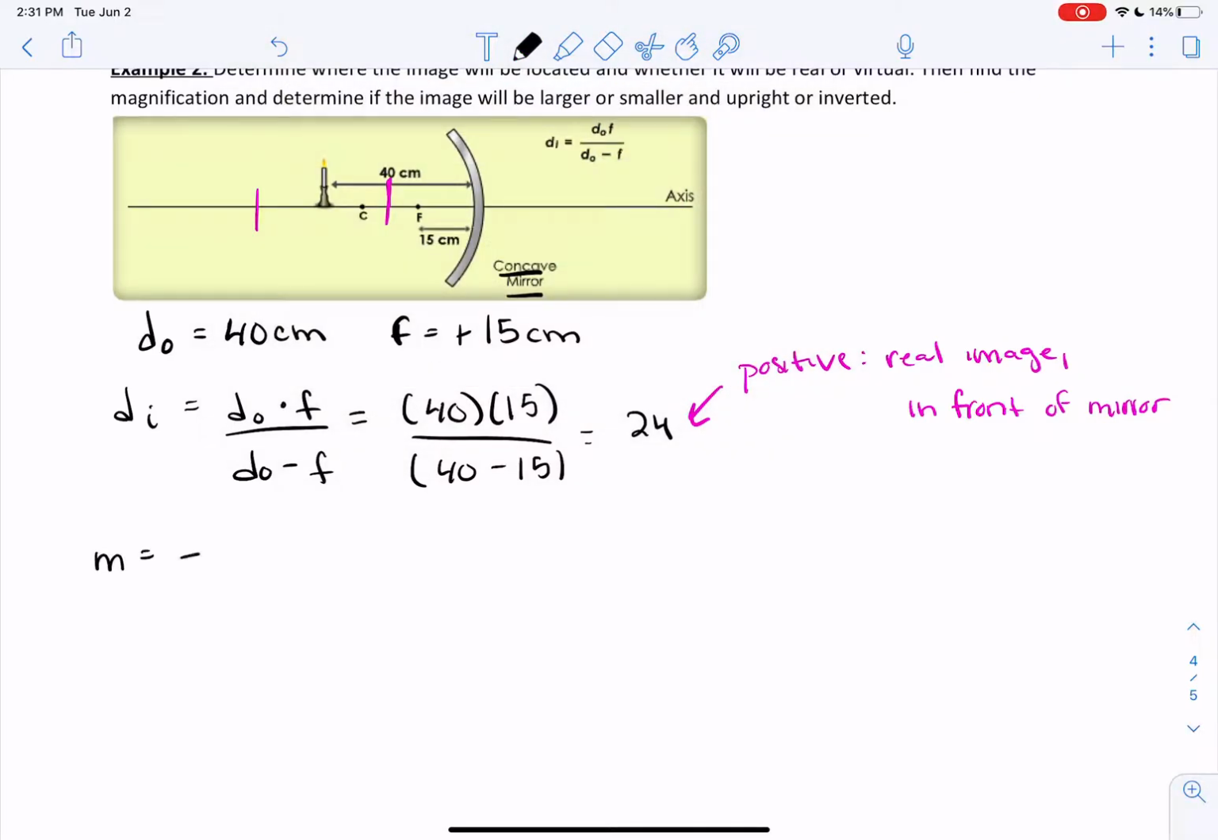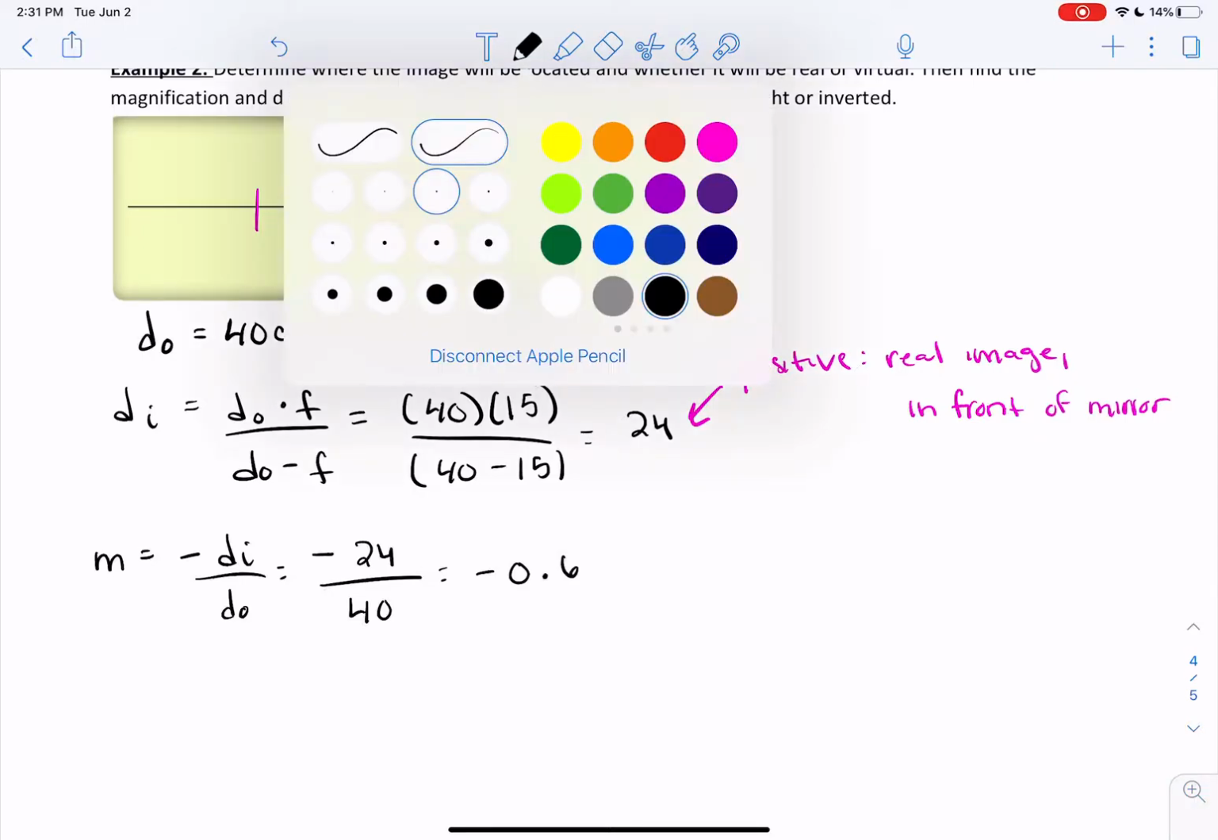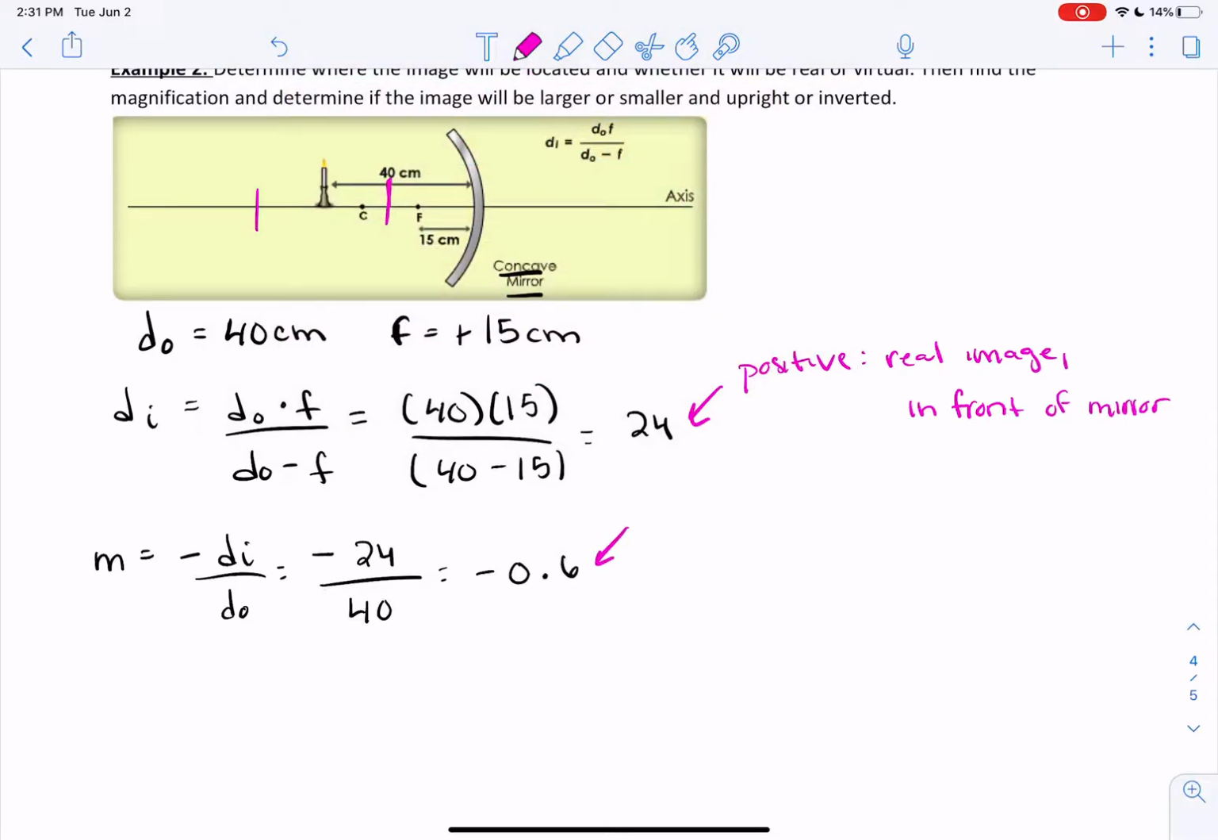So again, magnification is negative DI over DO. Our DI is negative times 24 divided by DO is 40. Put that in a calculator and you get negative 0.6. So our image is 0.6 times the original size of the object. So what does this mean? Okay, well, we have a negative number and it's less than 1.